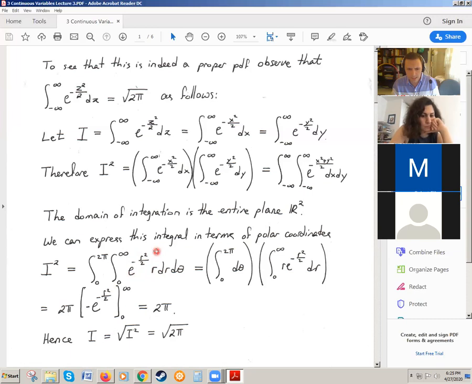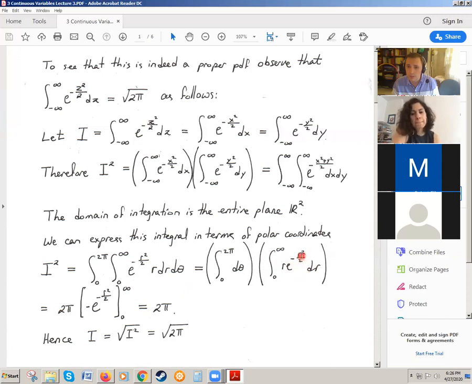So what is this integral? First of all, I notice that this part does not depend on theta, so I'm able to factor it into two parts. That makes it simpler. I'm factoring it into an integral from 0 to 2 pi of d theta, and that identically equals 2 pi. And then this single variable integral, which is not at all hard to solve.